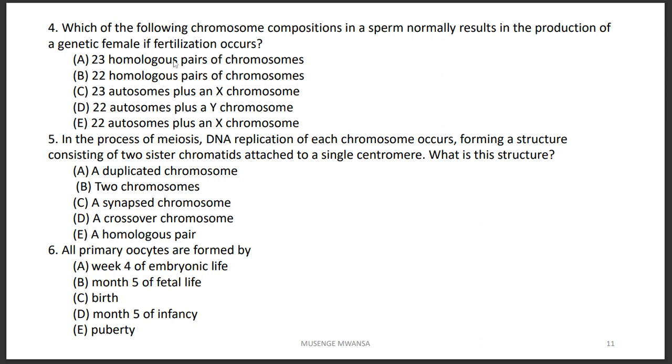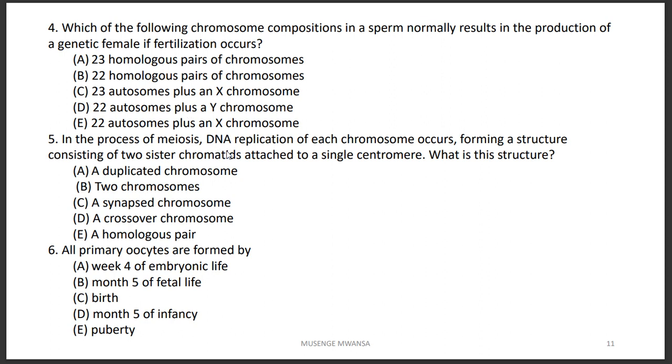Now, if we want to form a female, we need to have X, because if we have Y in that sperm, then definitely it is a male that is going to form. So it is 22 autosomes plus an X chromosome. Therefore, the answer here is E, 22 autosomes and an X chromosome. So 23 is not correct, and 22 homologous is not correct. So that is it.